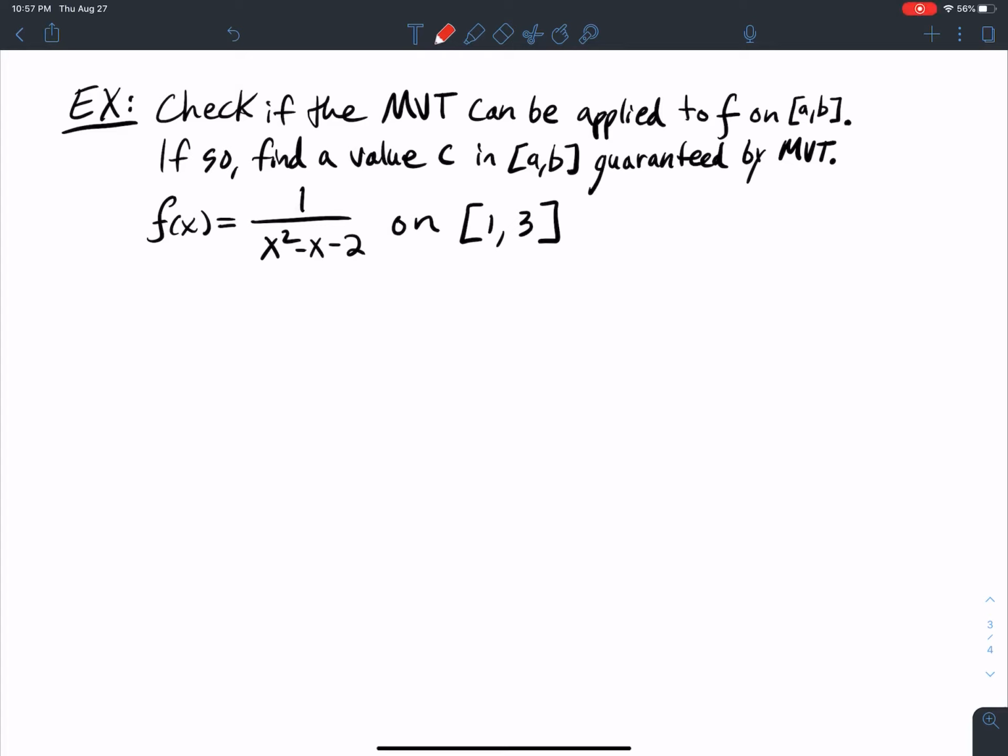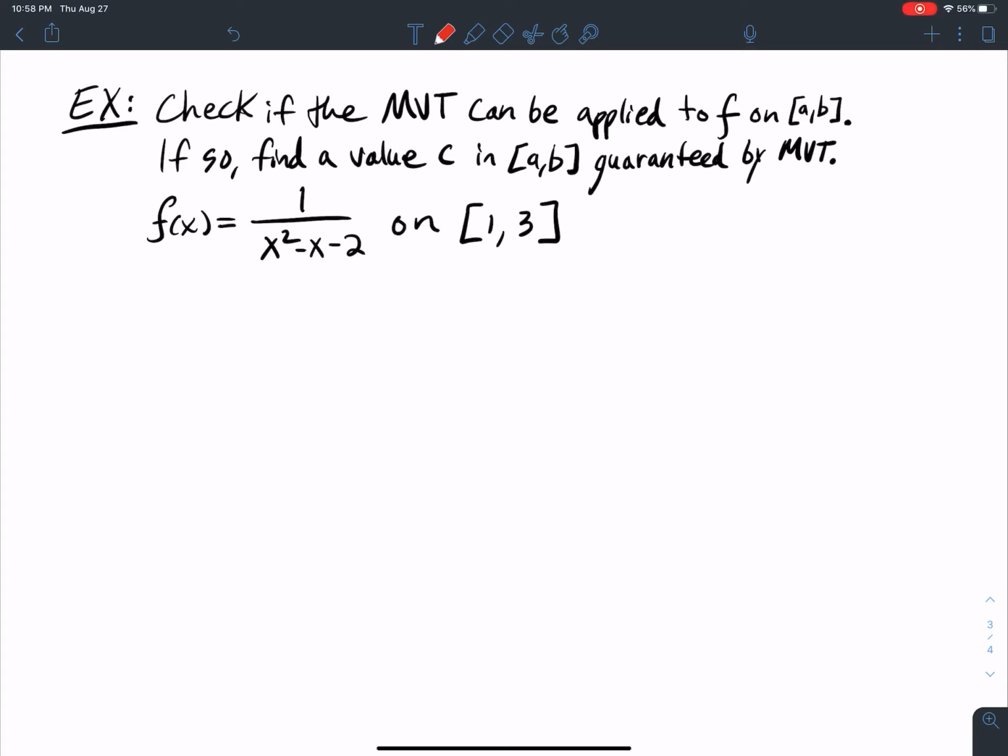Okay, so here we're going to check if the mean value theorem can be applied to a function f on this closed interval [a, b]. And if so, find the value c in (a, b) that is guaranteed by the mean value theorem. So let's recall what the mean value theorem is for just a second. All right, so the mean value theorem says this.